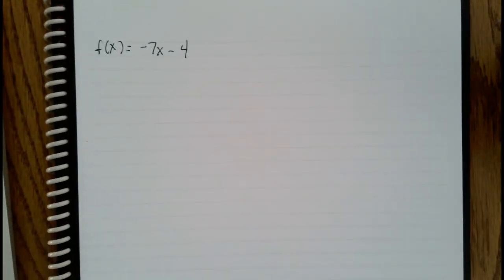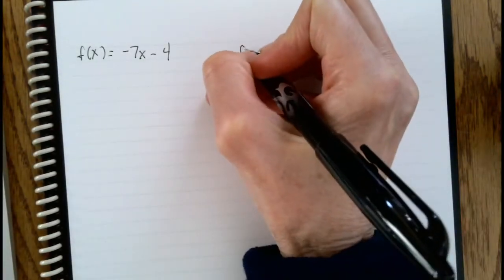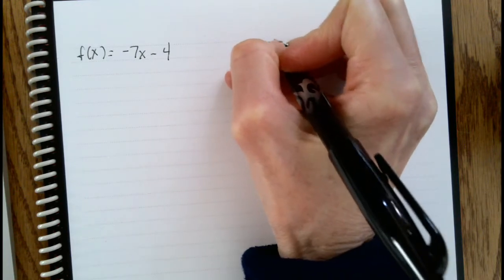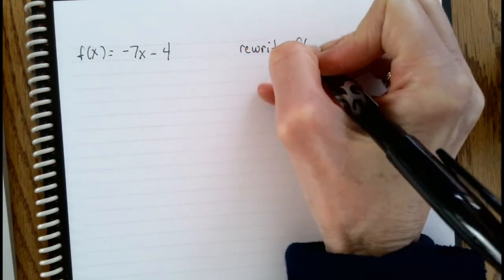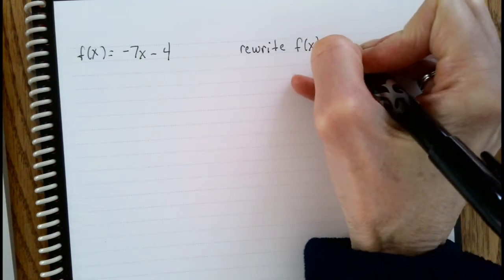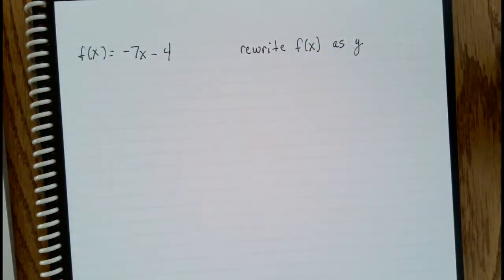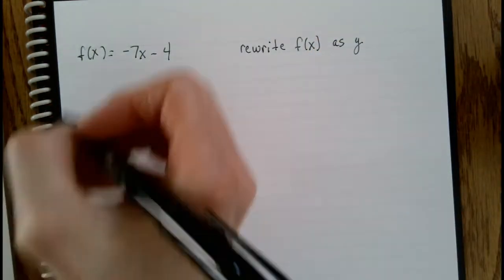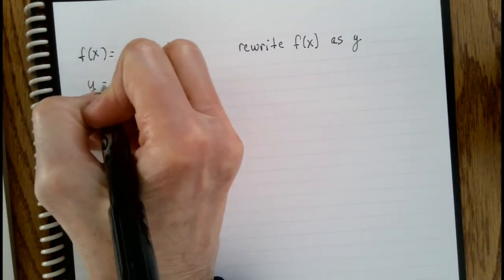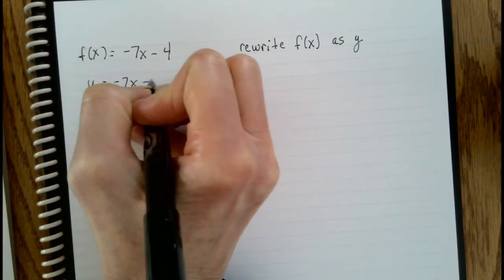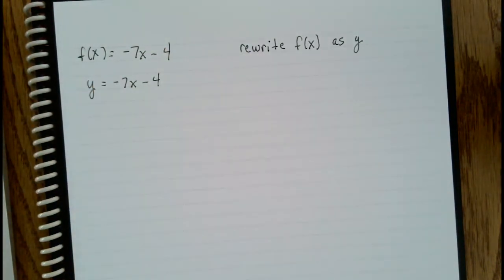So I'm going to flip over here to my paper. And our problem is f of x equals negative 7x minus 4. And the first thing that we want to do is rewrite f of x as y. It means the same thing. So we're going to rewrite this, and it's y equals negative 7x minus 4.